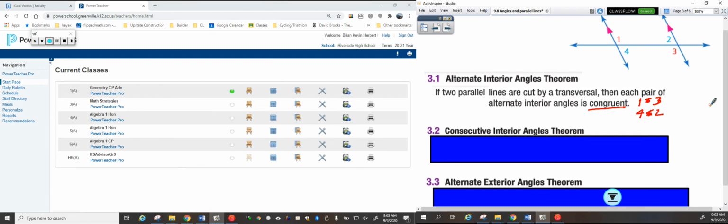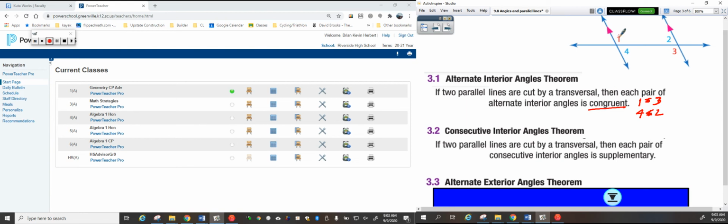Consecutive. What does the word consecutive mean? Over and over again, or one after the other. So consecutive interior angles. Consecutive means they're one after the other. So they're on the same side of the transversal, and they're angles that come right after each other. So 1 and 2 are consecutive interior angles. 4 and 3 are consecutive interior angles. If they are consecutive interior angles, they are always supplementary if these two lines are parallel.